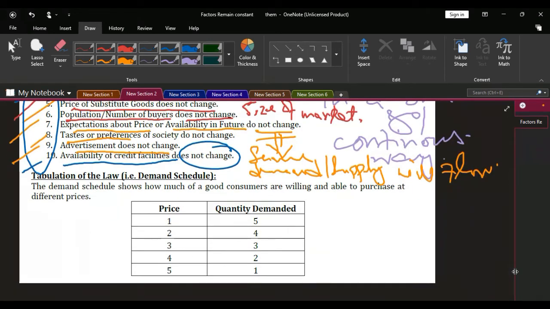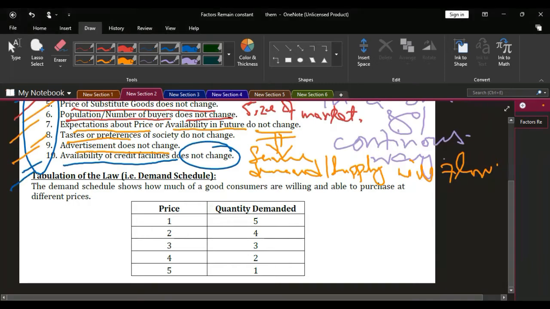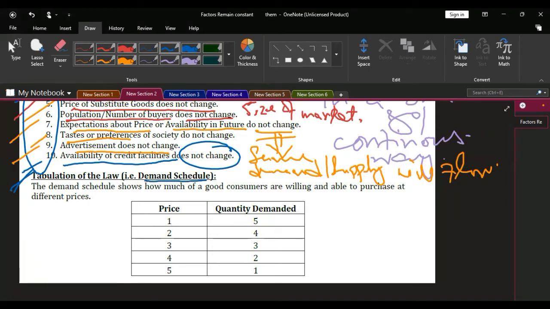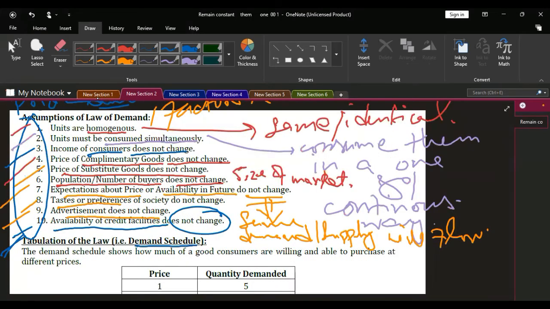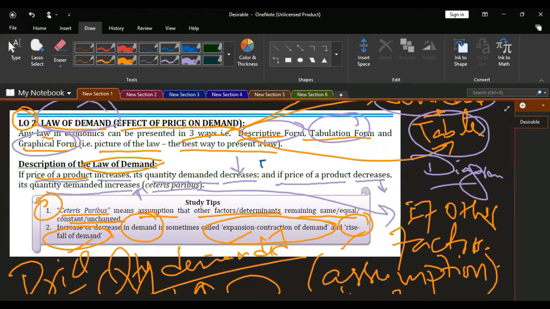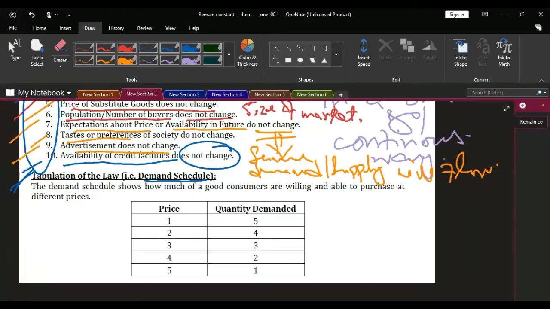So let's move to the third thing, that is table and the diagram. Tabulation of law of demand. In the previous slide, we have already studied that there is an inverse relationship between price and demand. Therefore, the quantity demanded needs to increase or decrease as per the change in the price. If price is increasing, then quantity demanded will decrease.